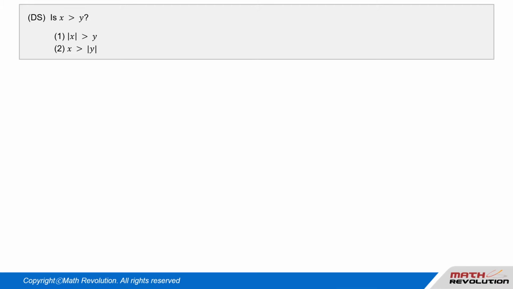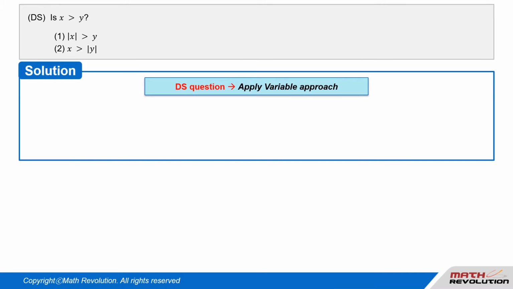Question: DS. Is x greater than y? Condition 1. Absolute value of x is greater than y. Condition 2. X is greater than absolute value of y. Solution. Let's solve this DS question using the variable approach.